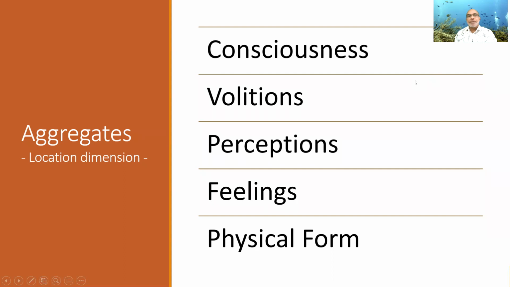Okay, then the location dimension. Now, the first location is yourself. Here, right now, right here, this physical form, feelings, perceptions, volitions, and consciousness are there at this moment. But that is for this location. But what about the locations outside? Are these present in the outside or not? That is another dimension we can add.